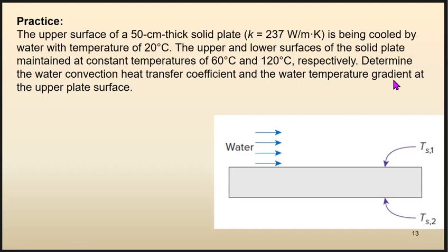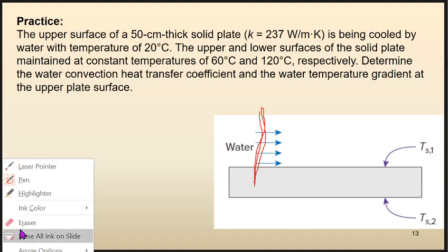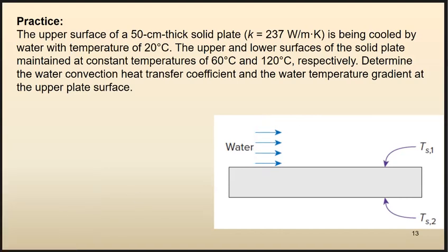And this water temperature gradient means the change of temperature in the vertical direction at the upper surface of the solid surface, inside the fluid. So dT over dy or dx, whatever we call this direction. Okay, this direction. I'm trying to draw a straight line. This direction. Okay.